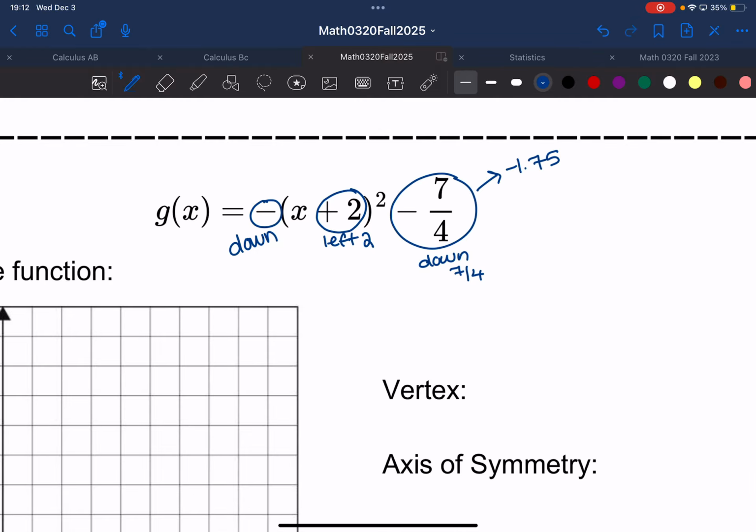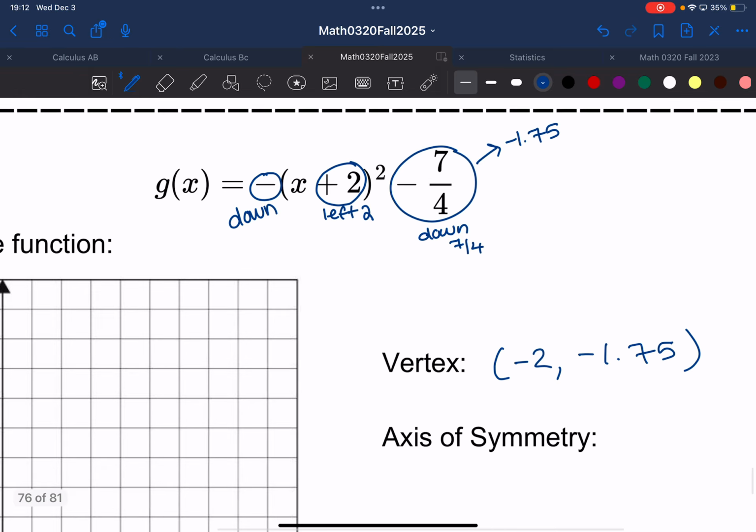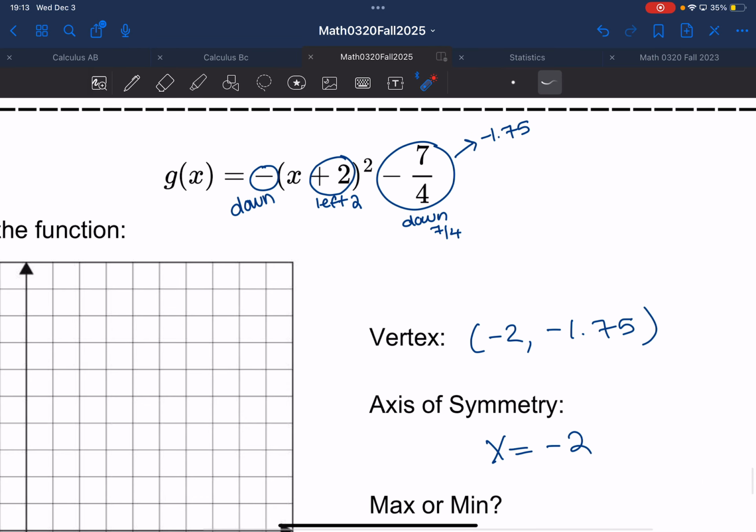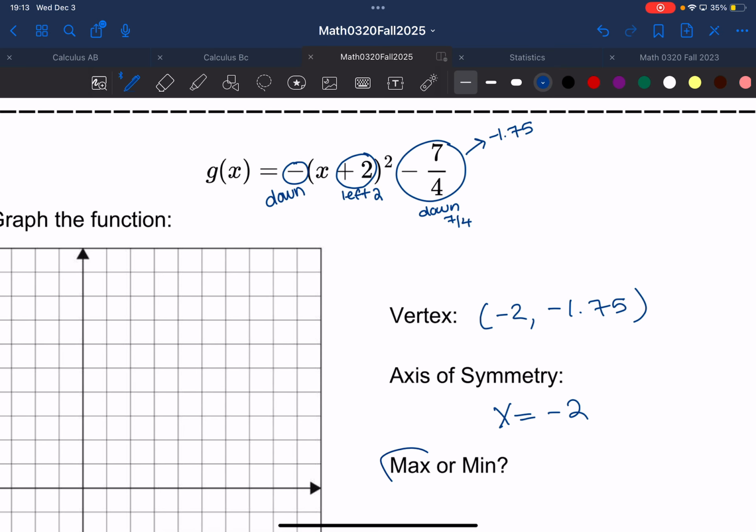So the vertex here is going to be what? (-2, -1.75), or you could write -7/4. That's fine as well. Just when you graph it, it's easier to do decimals. What would be the axis of symmetry? x equals -2. Where did the negative 2 come from? Because it's always opposite of this h value. So if it's a +2, we write negative because it's going left. Is this maximum or minimum? Maximum because it's going down.